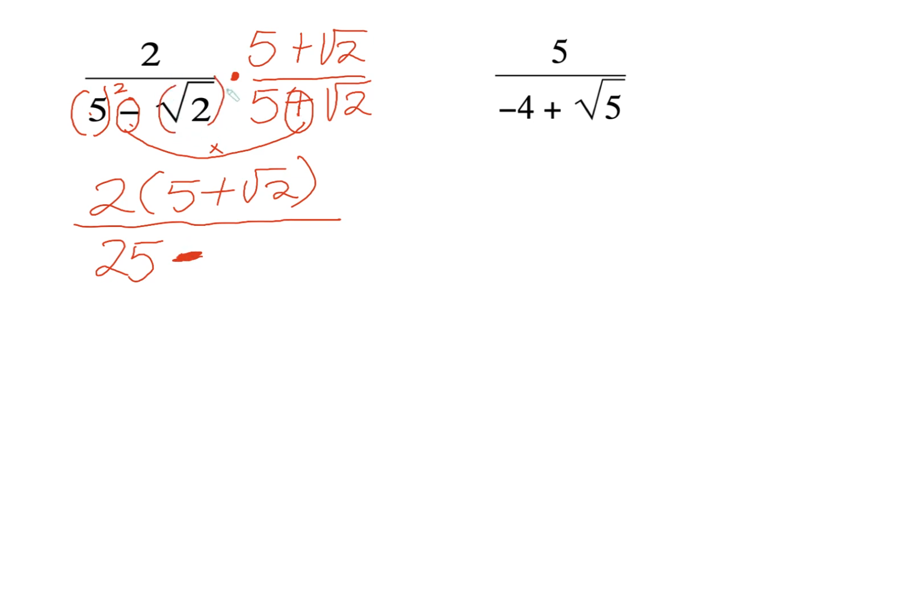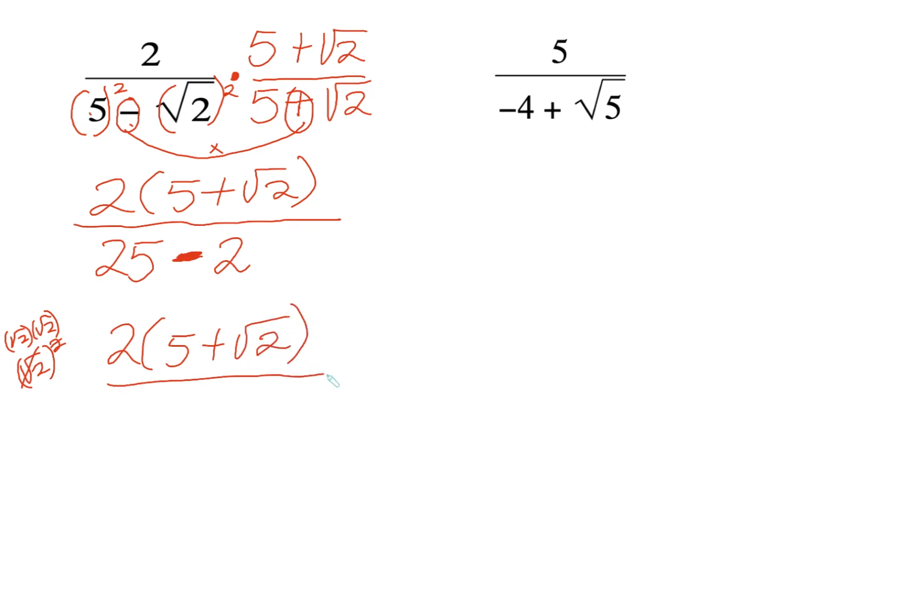And then I'm going to go here and I'm going to square root 2. And remember, that's like saying square root 2 is multiplying itself. So guess what's going to happen? The square root symbol is going to disappear and you're just going to be left with 2. Because remember, square root 2 all squared, the square cancels the square root and leaves you with what's inside the radical sign. So this becomes 2 times 5 plus square root 2 over, and 25 minus 2 is 23.